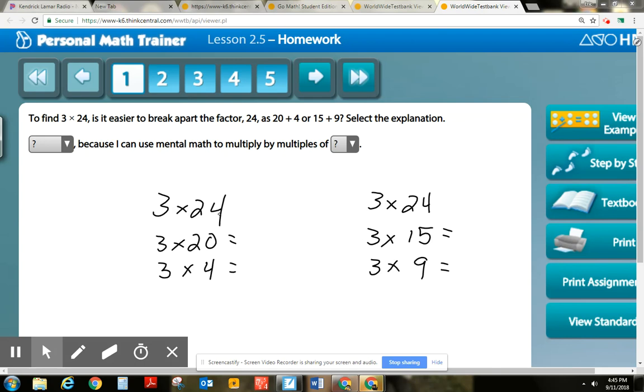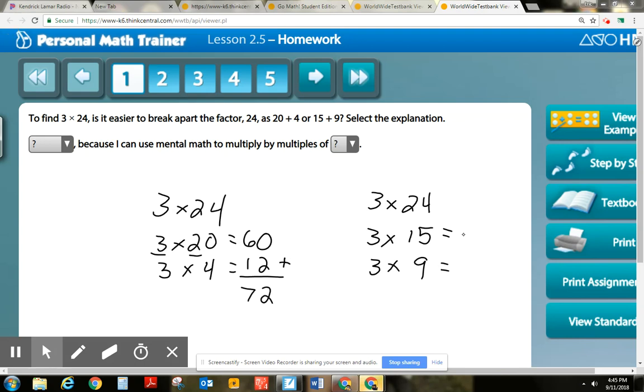Both numbers break up that factor 24. 20 plus 4 equals 24. 15 plus 9 equals 24. So I would do 3 times 2 is 6. Move the 0. 60. 3 times 4 is 12. I add them together. I get 72.